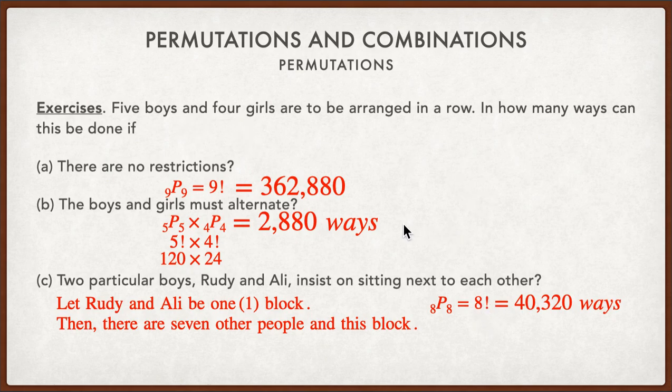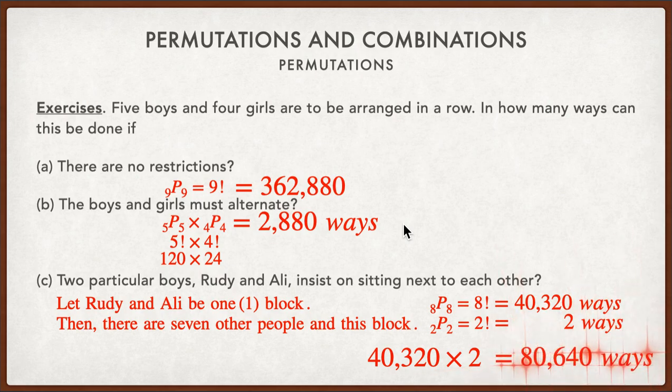But take note, there are only 8 factorial arrangements, but Rudy and Ali can also change seats, even though they're in one block. So Rudy and Ali is like 2P2, that's 2 factorial, which is equal to 2 ways. So we need to make use of the multiplication principle. This is equal to 40,320 times 2, which is 80,640 ways all in all.